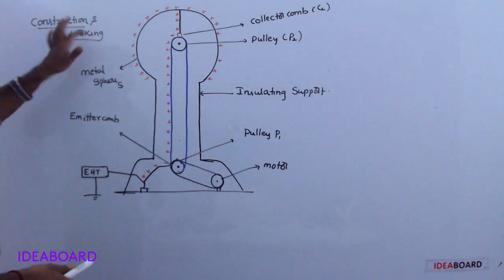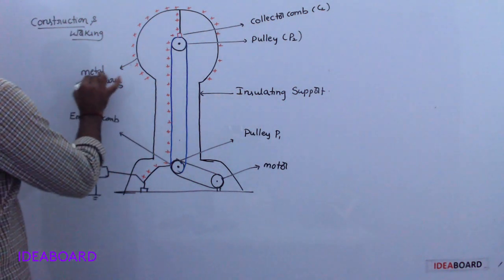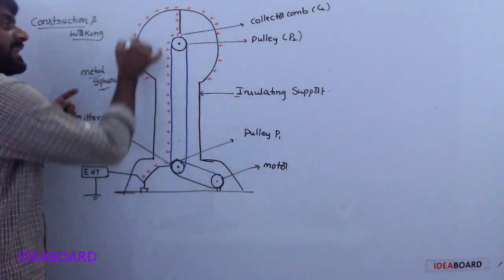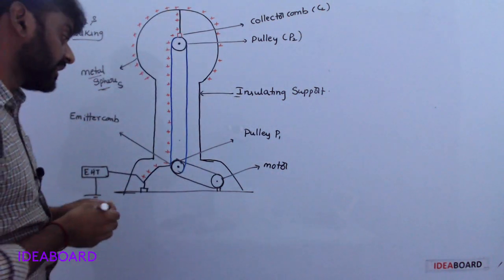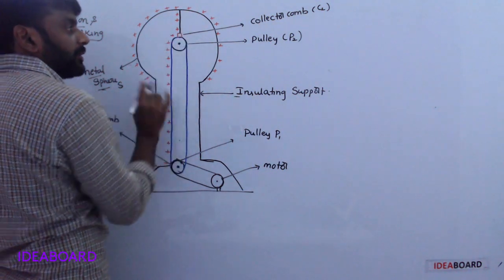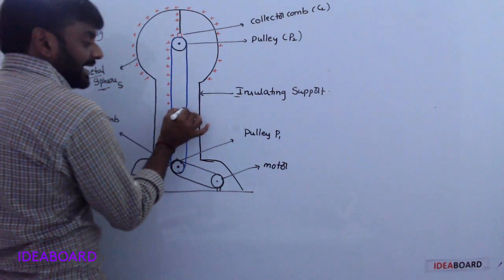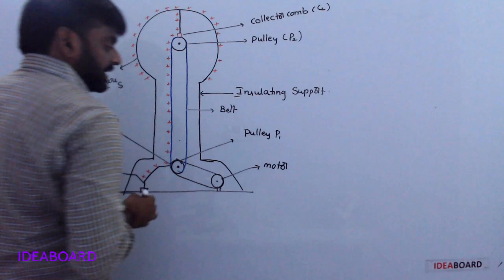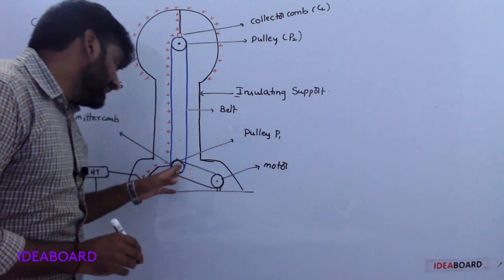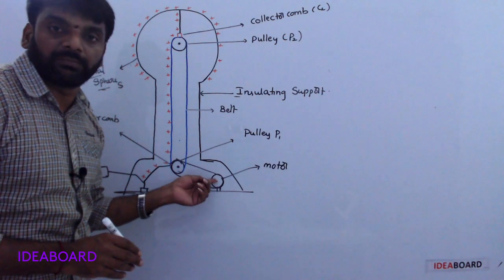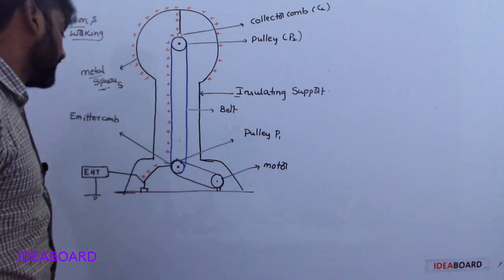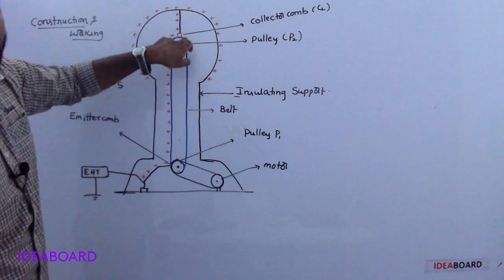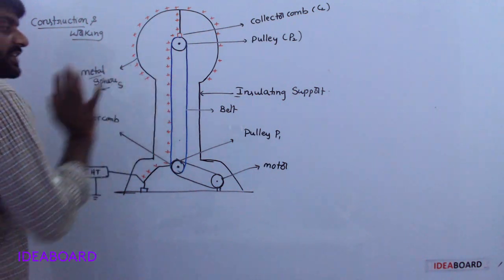See here, construction and working. First of all, a metal sphere is placed on insulating stands. Now pulleys P1 and P2 are connected with one insulating belt. These pulleys are rotated with the help of a motor. Now this one is the emitter comb, and this one is the collector comb. Okay, that is the construction.